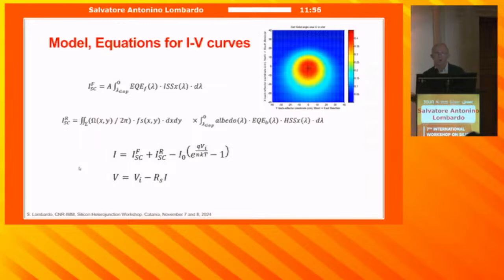Then, by using the one-diode model, we calculate the IV curve of the cell. Then we put the cells in series and calculate the IV curve of the module. Then we put the modules in series and calculate the IV curve of the string.